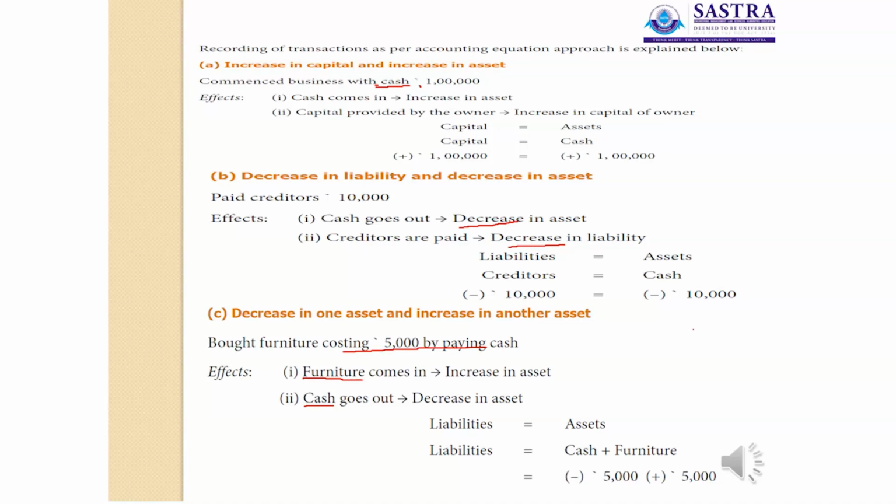Okay, so now you have to apply the equation. Liabilities is equal to assets. What are the assets we have? Cash plus furniture. Here the cash value decreased by rupees 5,000, so minus 5,000. The furniture value increased, so plus 5,000. So automatically liabilities is 0 and assets is also 0. So here the accounting equation should be equal. Okay.